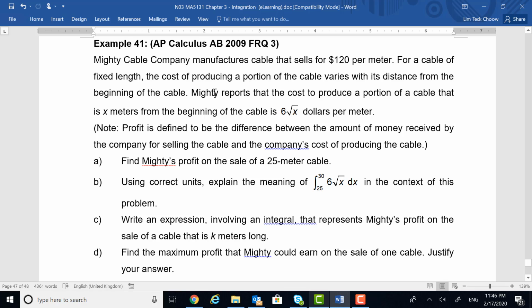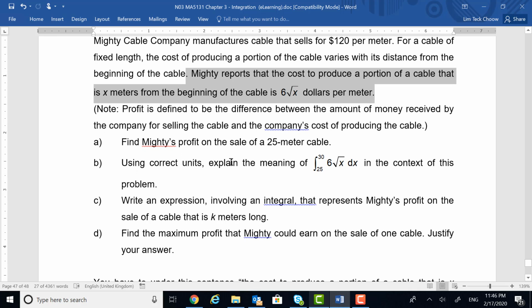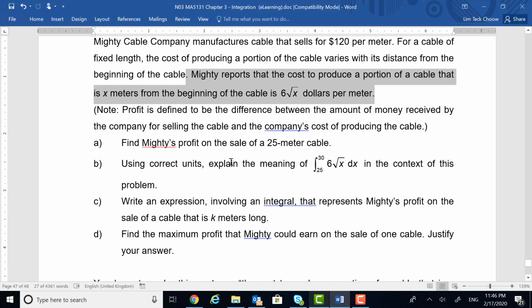And you are told that the cost to produce a portion of cable X meter long from the beginning of the cable is 6 root X dollars per meter. So what this sentence actually means is that if you already have X meter long, to produce an additional meter from it, you need to pay 6 root X dollars for every meter.